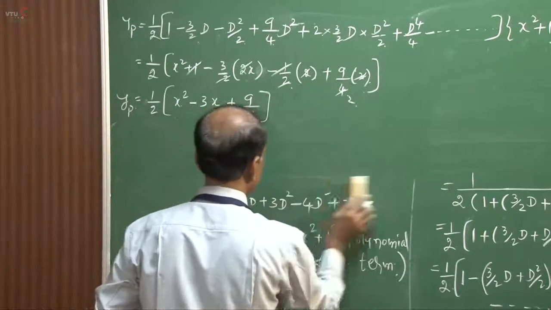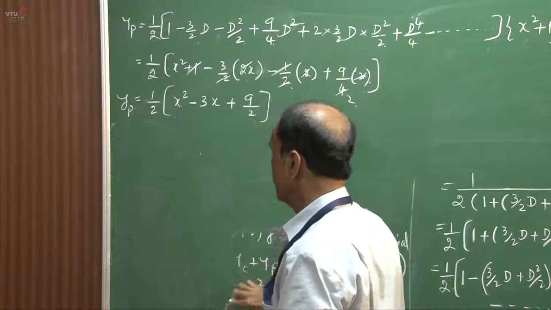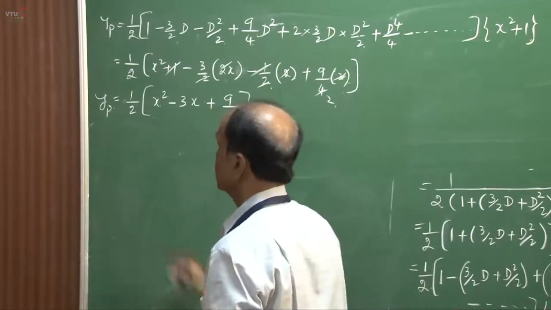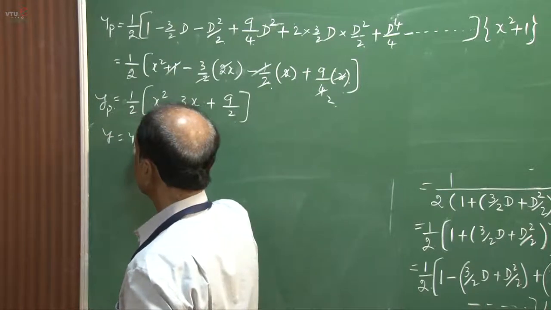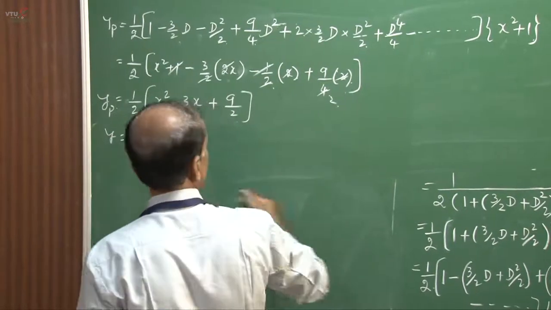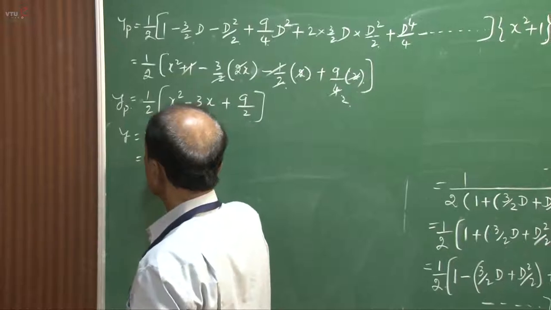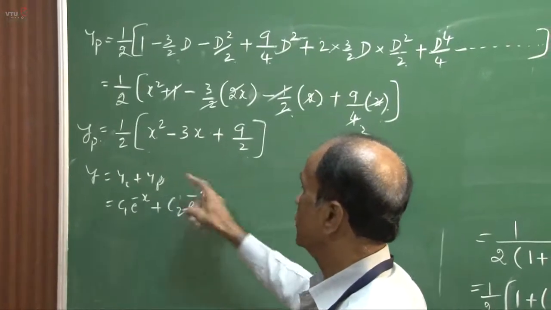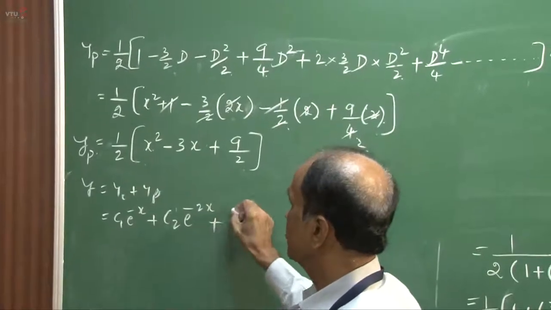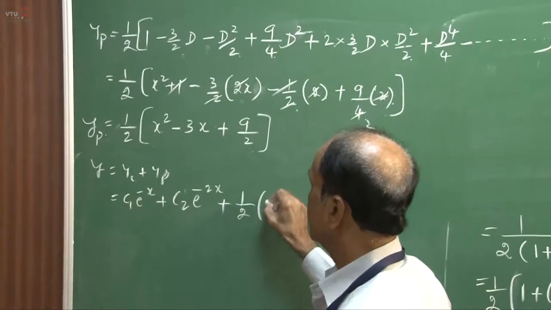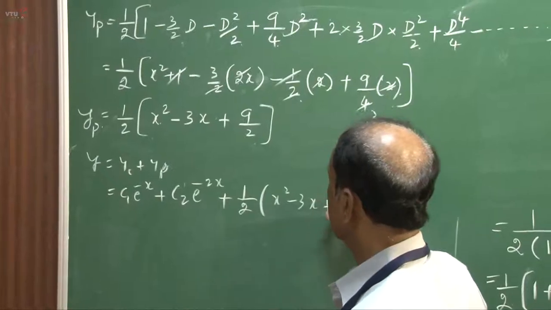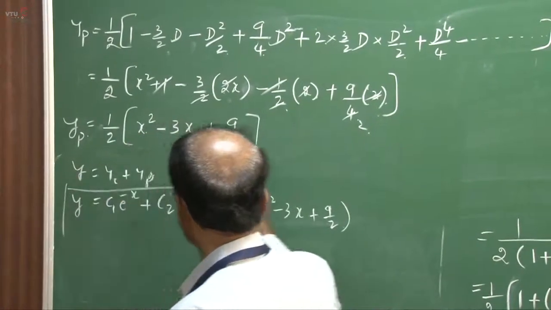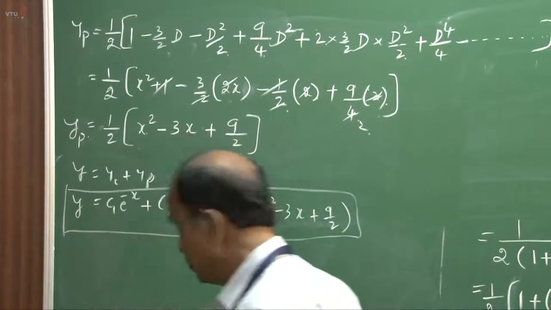Then, as usual, you are going to write the general solution as a combination of complementary function plus particular integral. That is, y is equal to yc plus yp. So yc is c1 e to the power minus x plus c2 e to the power minus of 2x. This is your particular integral, plus of 1 by 2 multiplied by x square minus 3x plus 9 by 2. So this is your solution for the polynomial term on the right side. Hope you have understood this.